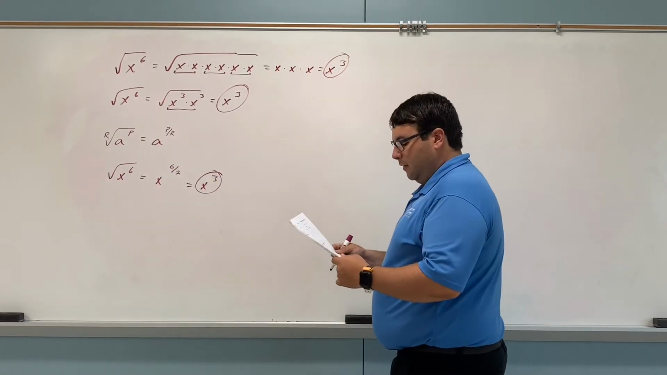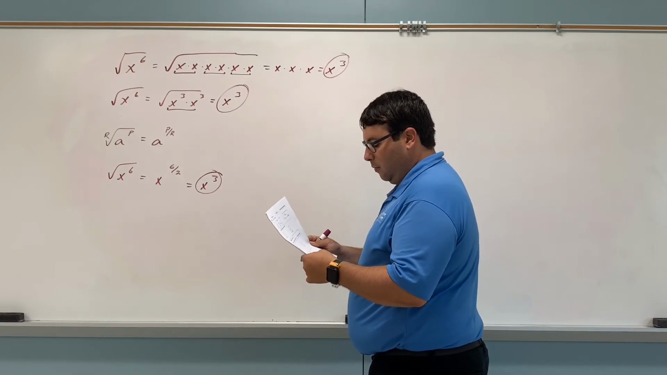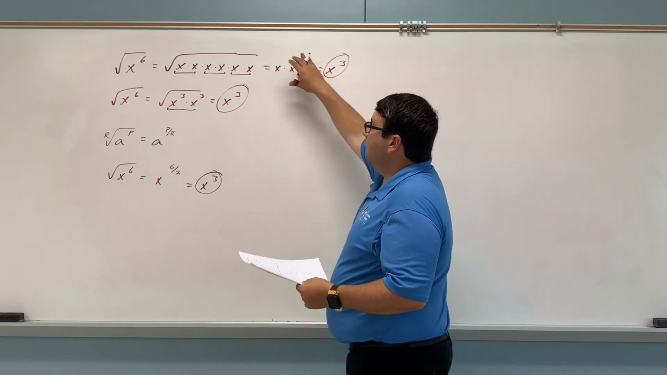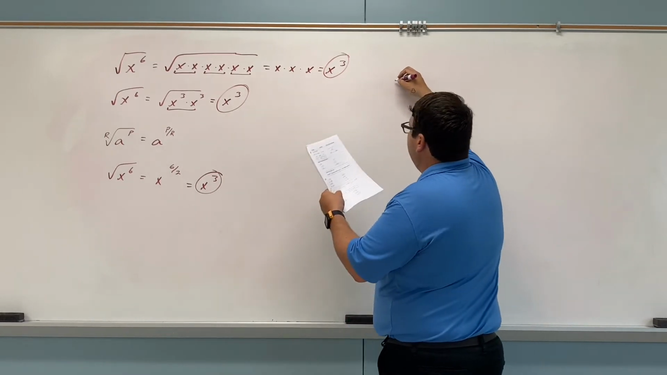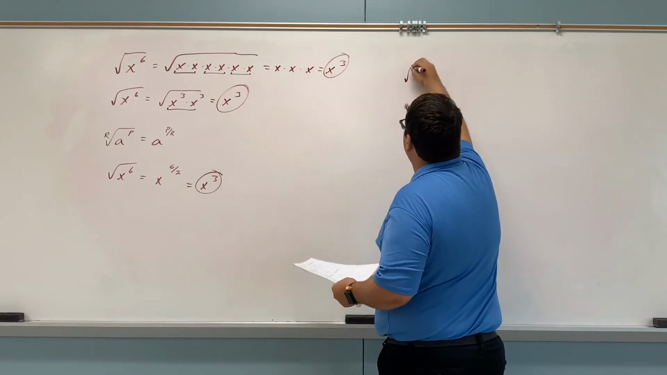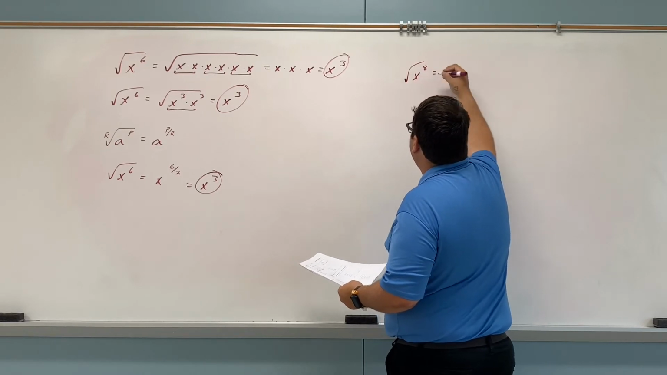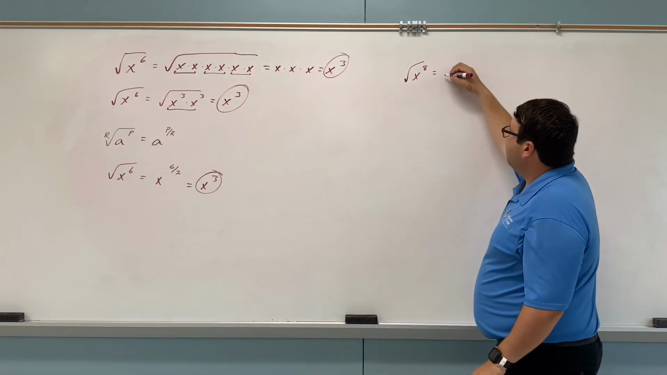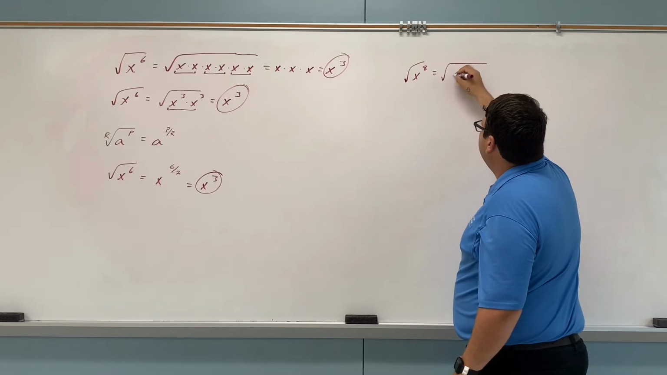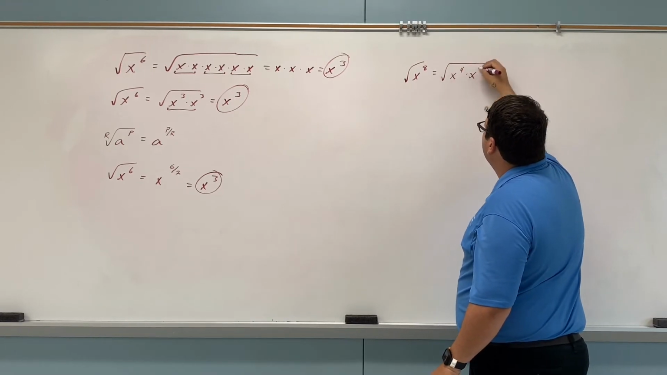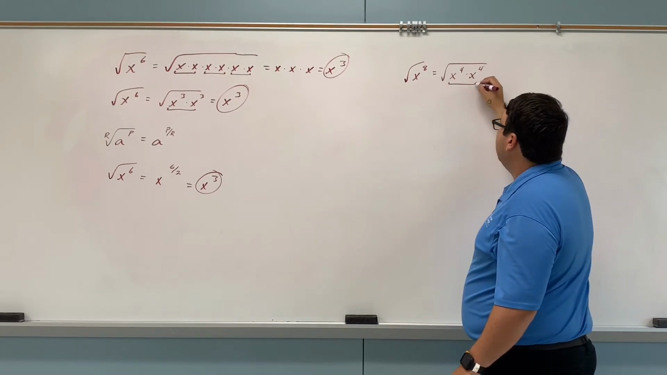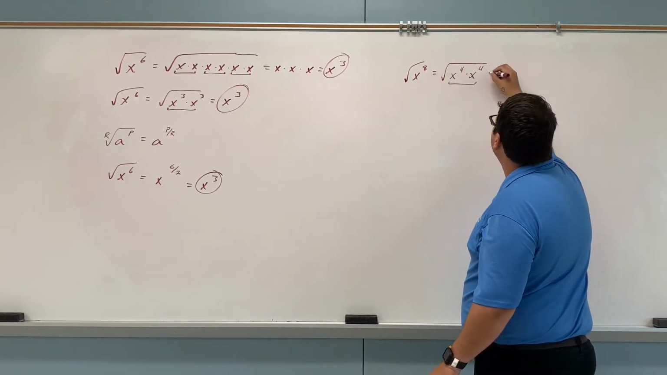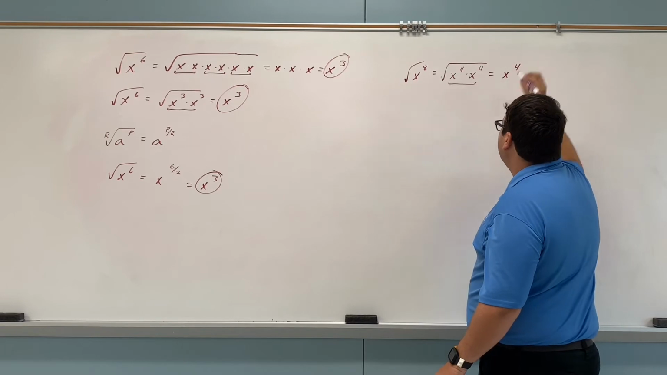Now, that being said, I'm going to do the next problem, but I'm not going to fully expand it. I'm going to show this method and this method. So the next problem that I have is the square root of x to the 8th. I can split that up as x to the 4th times x to the 4th. So that is a pair. I have a root index of 2. That means my end result is x to the 4th.